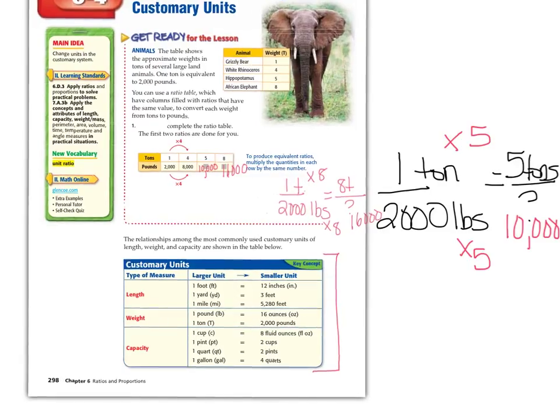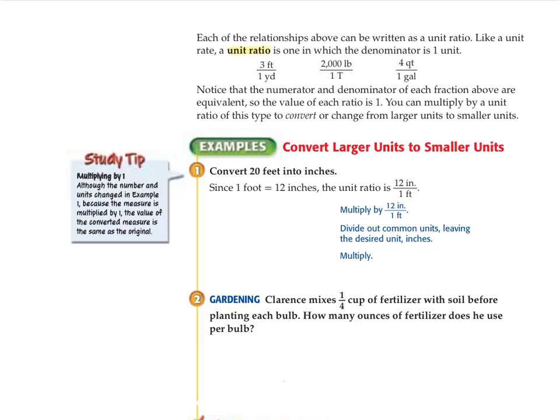Let's go ahead and go to page 2. Each of the relationships above can be written as a unit ratio. Like a unit rate, a unit ratio is one in which the denominator is 1 unit. So for example, we know that 3 feet is 1 yard, 2,000 pounds is 1 ton, 4 quarts is 1 gallon. Notice that the numerator and denominator of each fraction above are equivalent, so the value of each ratio is 1. You can multiply by a unit ratio of this type to convert or change from larger units to smaller units. So let's look and see how this would work.